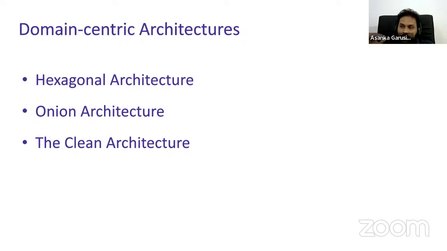But these three are mainly domain-centric architectures, right? Today we are talking about clean architecture, but if you need additional knowledge on hexagonal and onion architecture, please feel free to read those articles to get some idea.